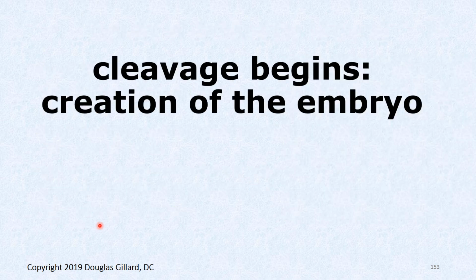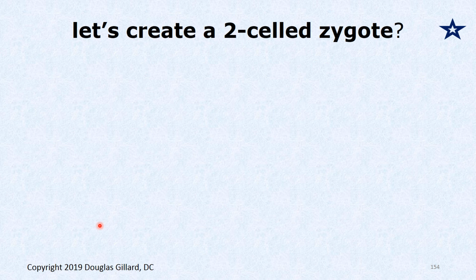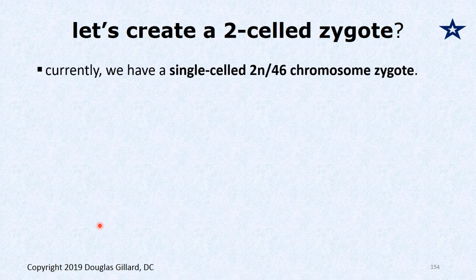All right, so we've got our zygote going on, and that's not going to last long. We're going to create an embryo really quickly. So let's create a two-celled zygote, which is called an embryo. Currently we have a single diploid cell, we know that.